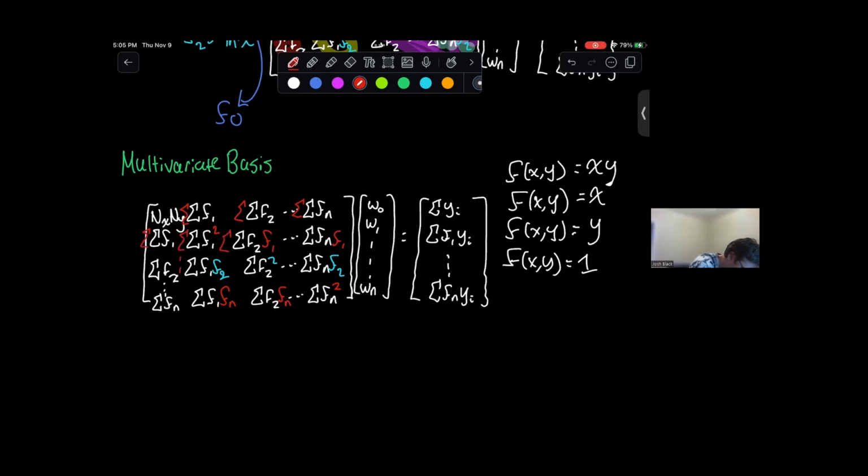And so everywhere gets another sum. Each of these sums corresponds to a different variable. One is the sum over x, and the other is the sum over y. Let's hop into MATLAB. We'll code the univariate basis function or general regression, and then we'll do a multivariate.